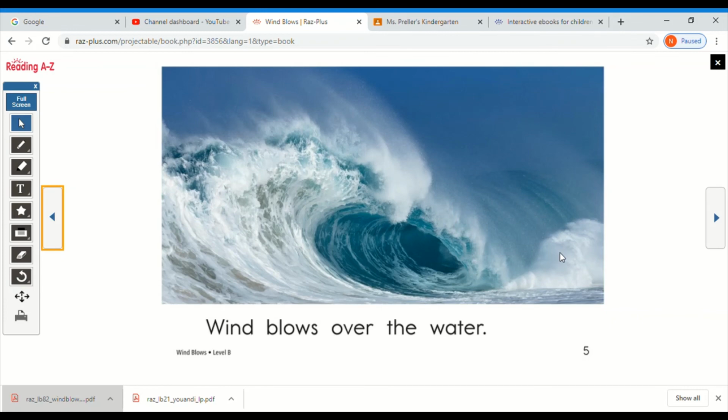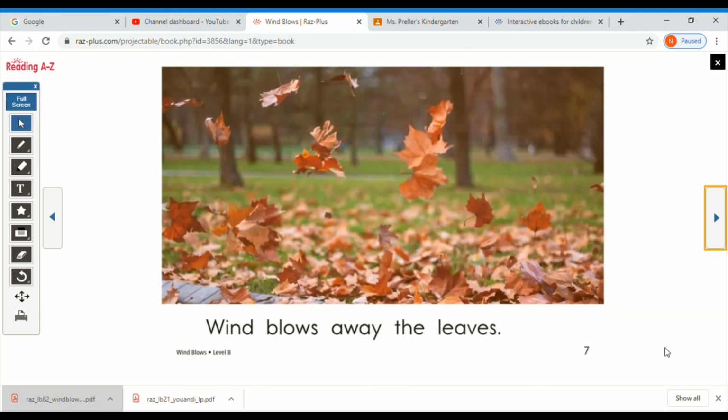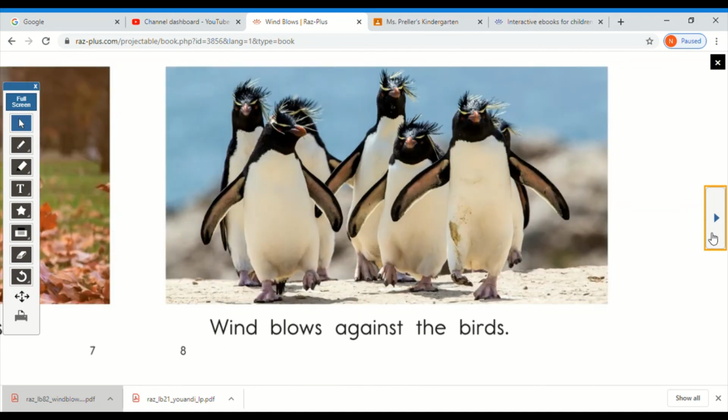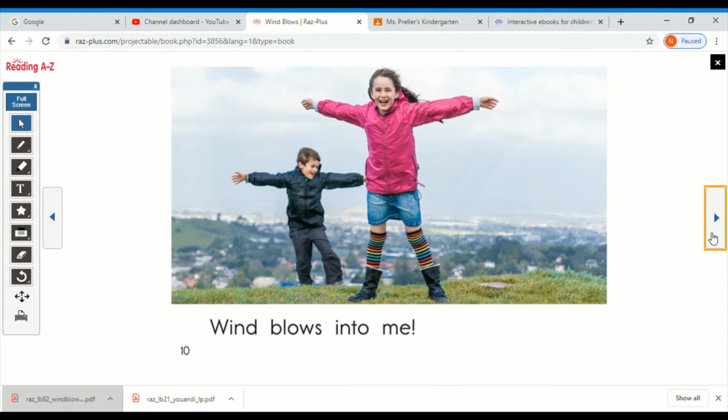Check it out. Good. My next question is, when the wind blows, what happens to the leaves? So we gotta turn to the page where there's leaves. Ooh, what's happening to the leaves? It says right here, when the wind blows, the leaves blow away. There they go. And my last question, what happens to the boy and girl when the wind blows? Ooh, right here it says it blows into me. And look, they've got their windbreaker jackets on, their hair's flying.